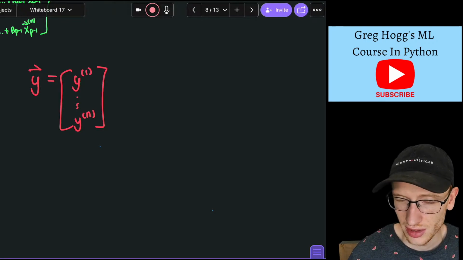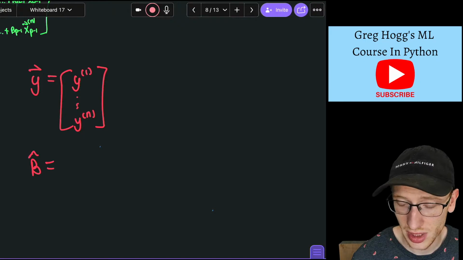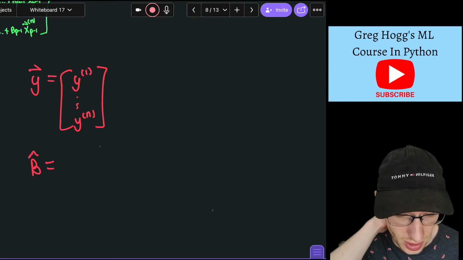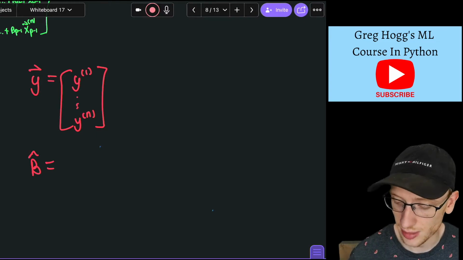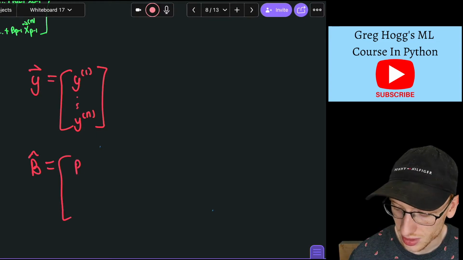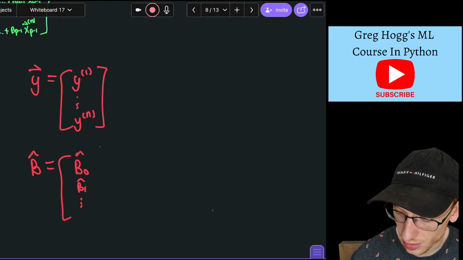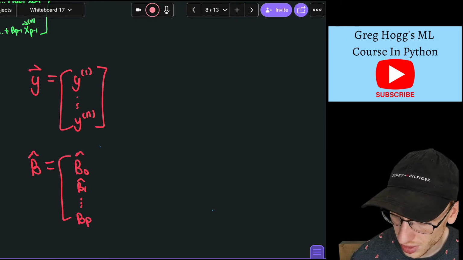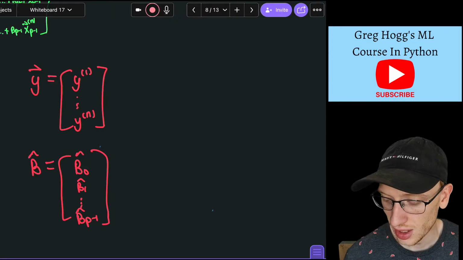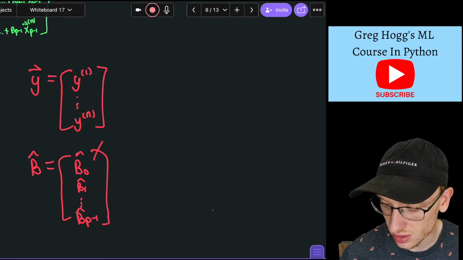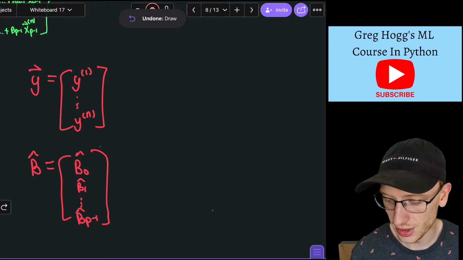It turns out the formula for beta hat, which is a vector, our vector of betas but the betas that minimize the MSE, which I'll write explicitly as beta naught hat, beta 1 hat, all the way down until beta p minus 1 hat. Remember, p things, so p minus 1 there. Each of these is the right value that minimizes the MSE.